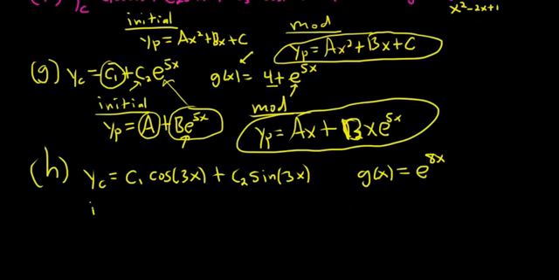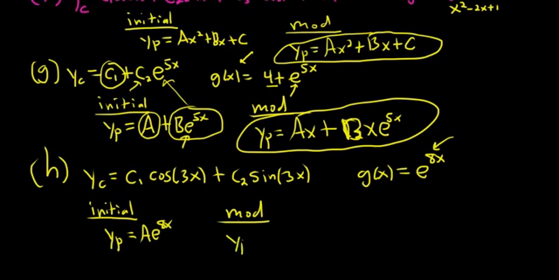So our initial in this case is based solely on the right-hand side of the DE, which is this. So it's going to be yp equals a e to the 8x. Then you look at this and you look at the terms of yc. There's no repetition. So our modified is exactly the same. So yp is a e to the 8x.